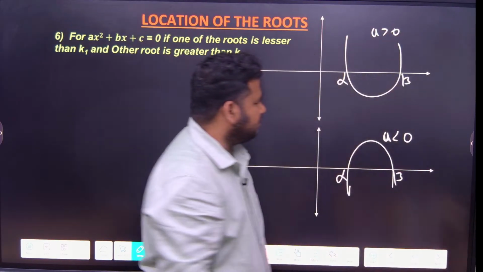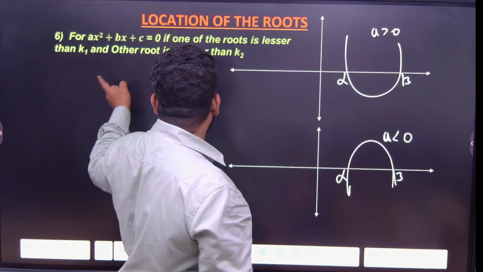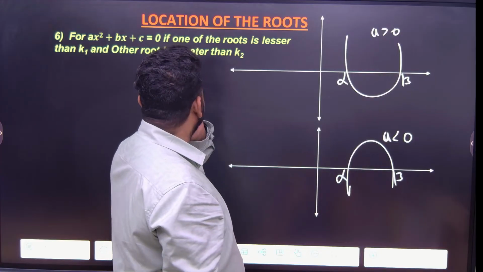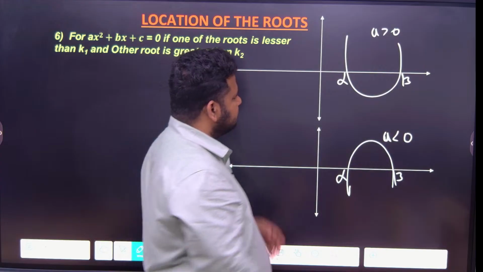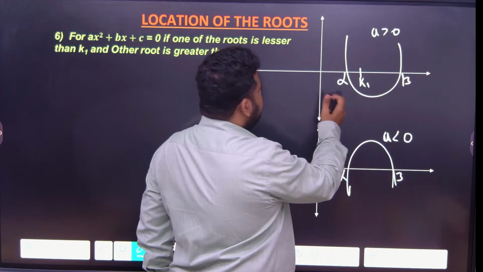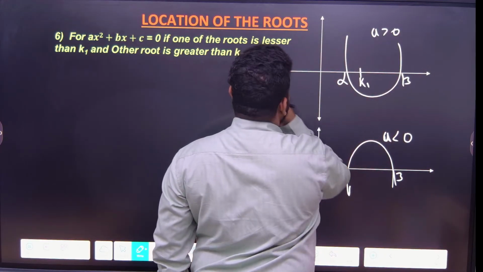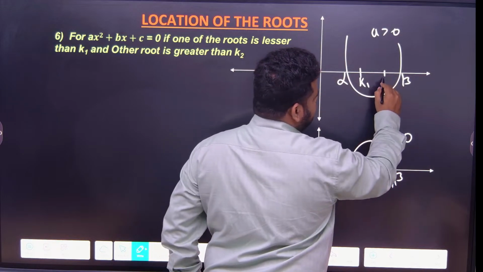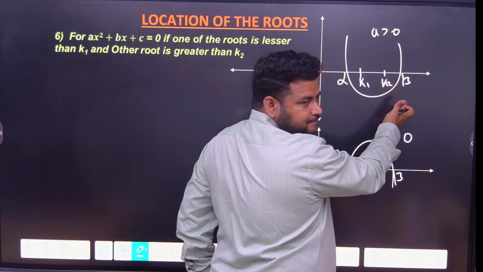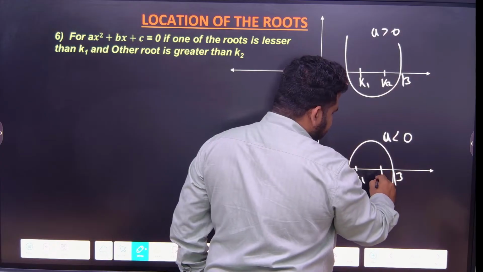Now how can we write? One of the roots is lesser than k1, the other root is greater than k2. Lesser than k1 means I can place k1 here, alpha will be less than k1. The other root is greater than k2 means where should I place k2? I should place k2 here only. Correct? This root will be greater than k2. So this is less than k1, and this root beta will be greater than k2.